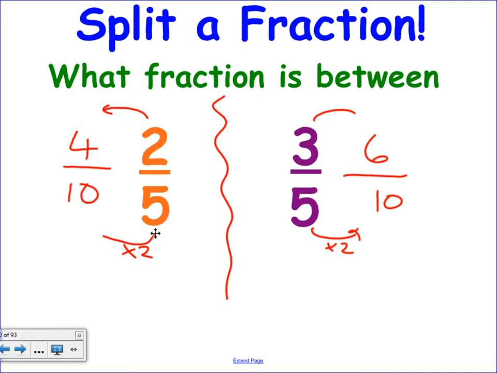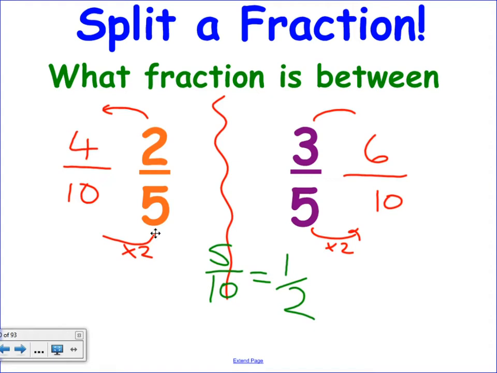So what fraction actually sits in between 4/10 and 6/10? 5/10. Yeah? Would you leave it as 5/10? No, because you can simplify it. So the fraction that sits between 2/5 and 3/5 is 1/2. Does that make sense? Yeah? Can you see what I've done there?